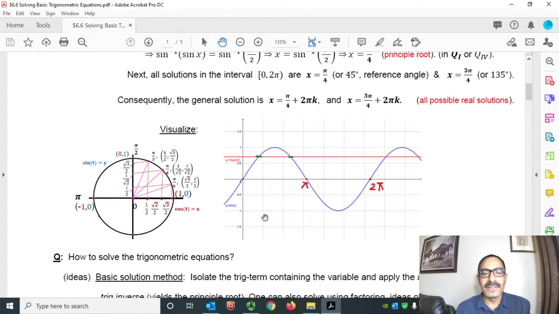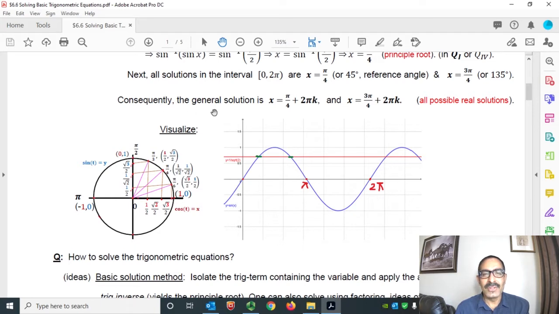These two graphs intersect here and here. Here is the pi fourth we discussed earlier, and this one is 3 pi over 4, 135 degrees, and then only after 2 pi, which is here. So in the 0 to 2 pi interval, we only care about these two solutions. I hope this makes sense to you all. One is pi fourth, one is 3 pi over 4. Great.